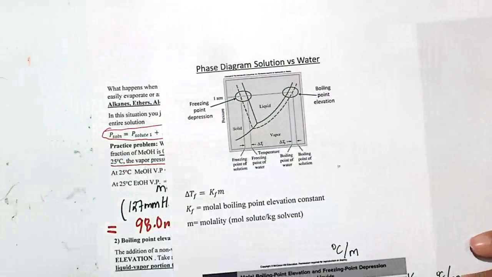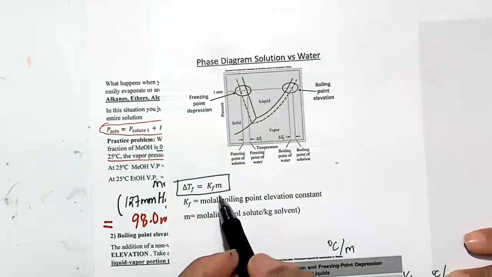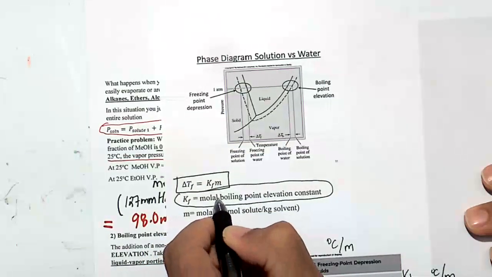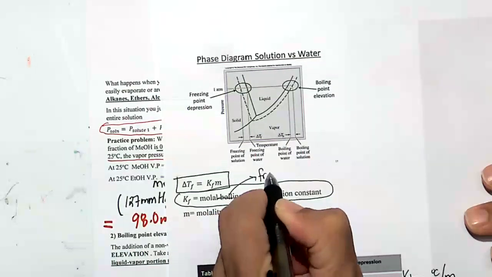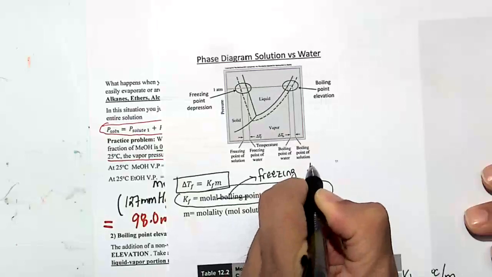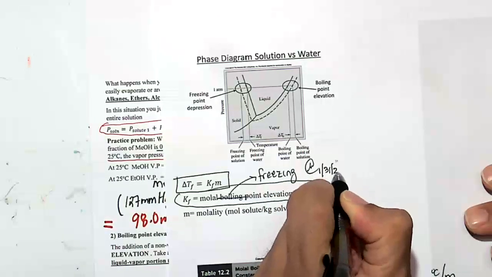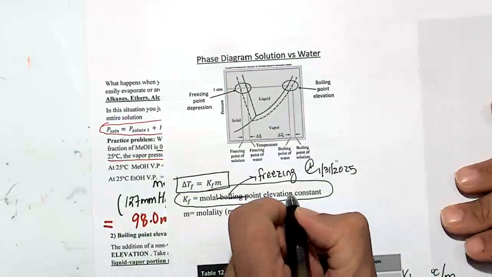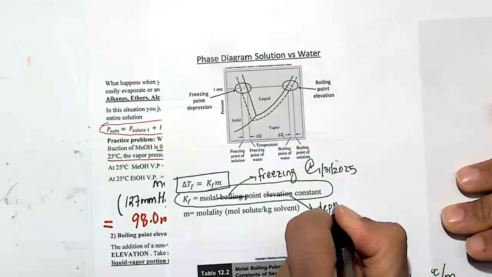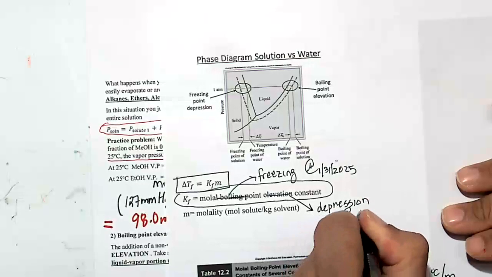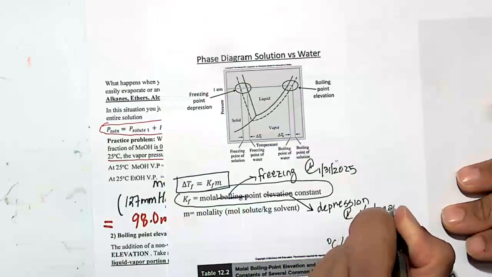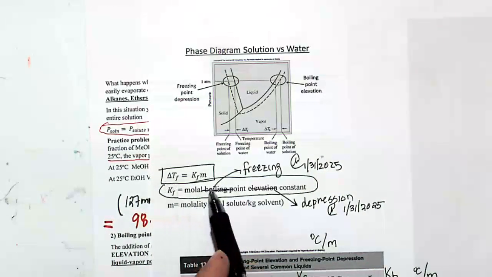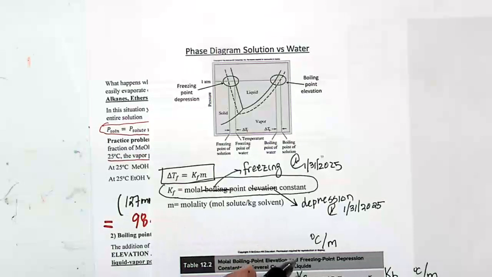It's the same equation. m is molality, Kf is the freezing point constant. This should say freezing point, sorry about that. That should say freezing point elevation constant, but it's a freezing point depression constant. So the freezing point depression constant is Kf, and I'll give you this on the exam. I'll give you the constant on the exam.